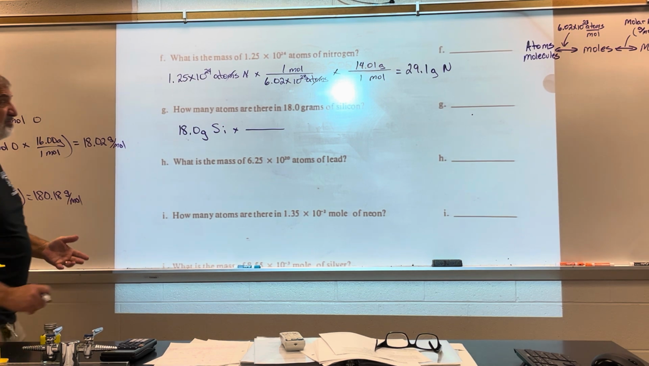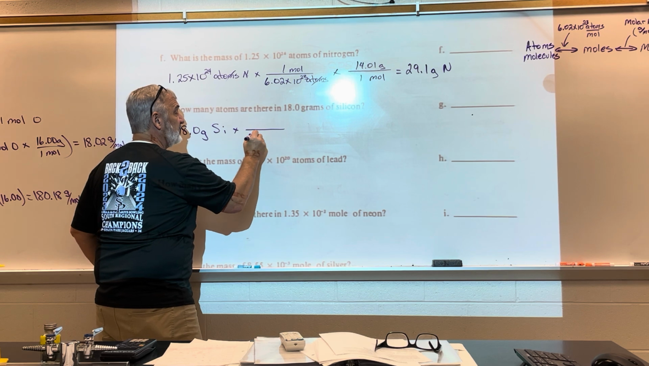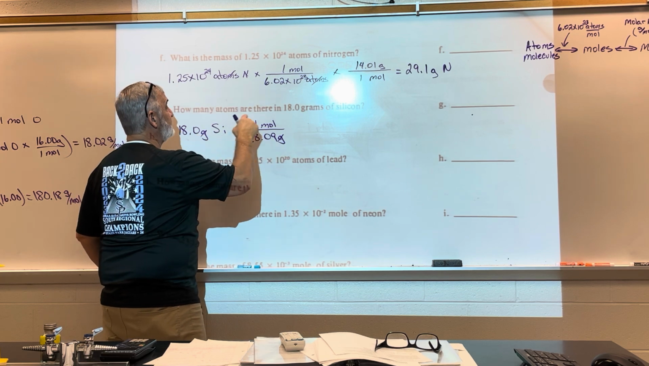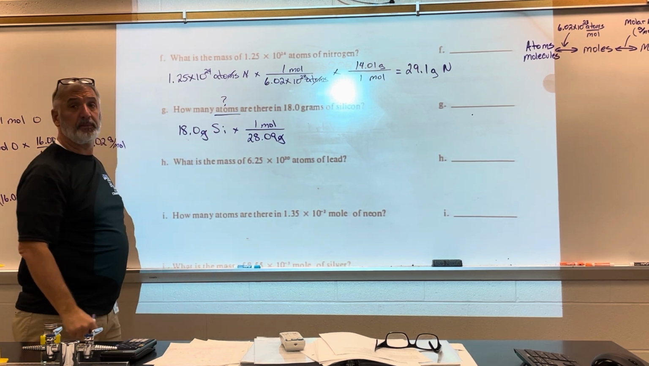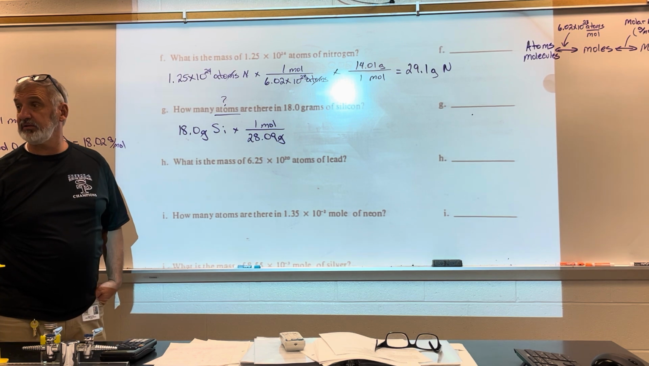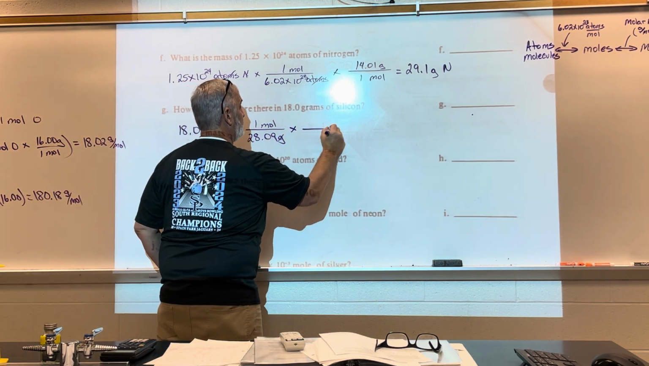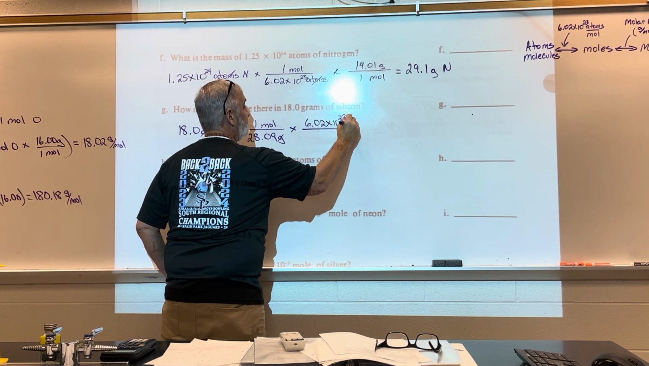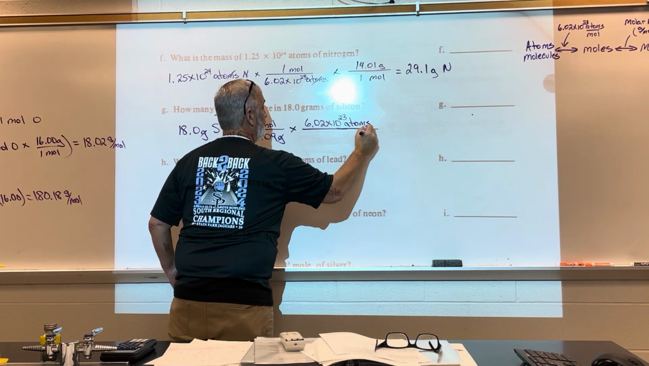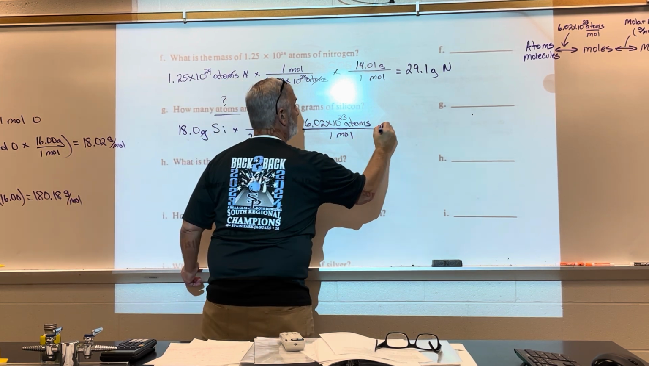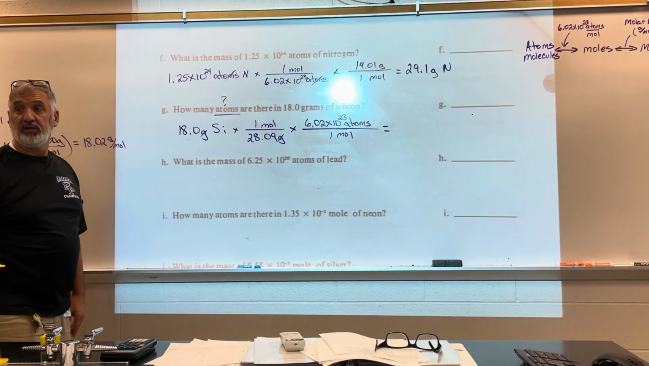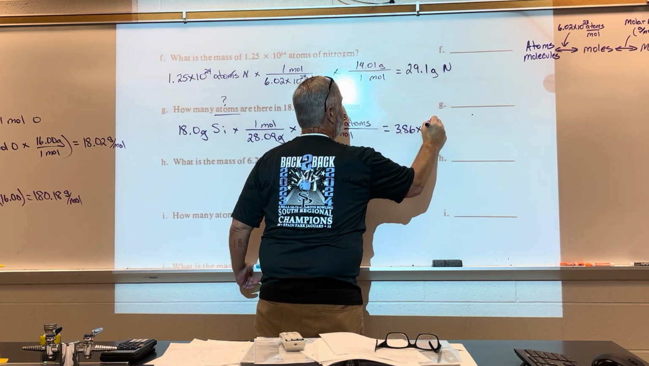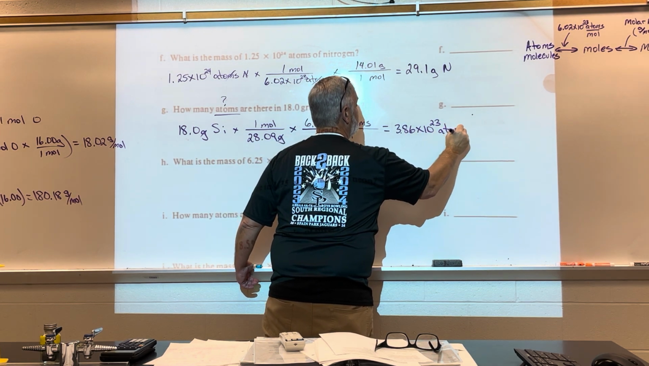28.09. And then that's on the bottom, 28.09 grams, 1 mole. That gets me to moles, it doesn't get me to atoms, which is what I'm looking for. So how do I go from moles to atoms? So I'm going to say 6.02 times 10 to the 23rd atoms over 1 mole. And all that's going to turn out to equal 3.86 times 10 to the 23rd atoms.